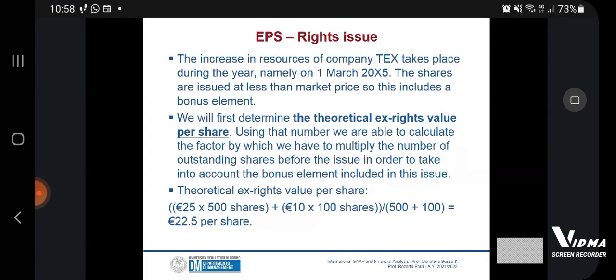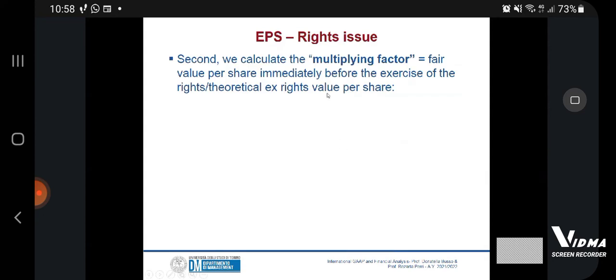Okay, so the multiplying factor, you see that the formula here can make you a little confused. The multiplying factor is the ratio between fair value per share immediately before and theoretical. Don't be confused by big words. The multiplying factor is simply the ratio between price before and price after. Price before is the market price, price after is the theoretical, as we said that the market could react in various ways. So the multiplying factor is simply the ratio between 25 euro and 22.5. That is, we have a multiplying factor of 1.11. This is the multiplying factor.